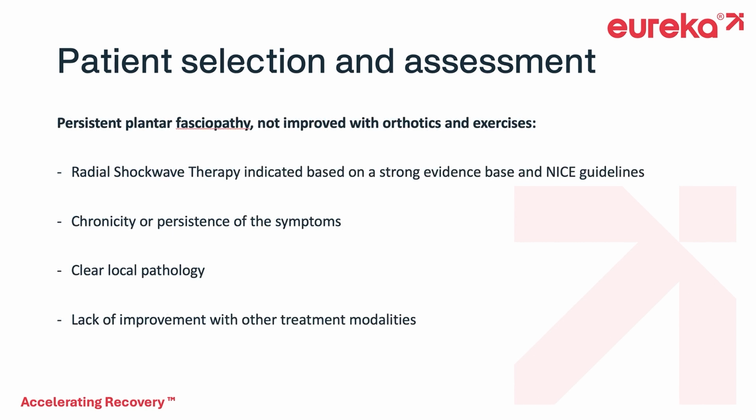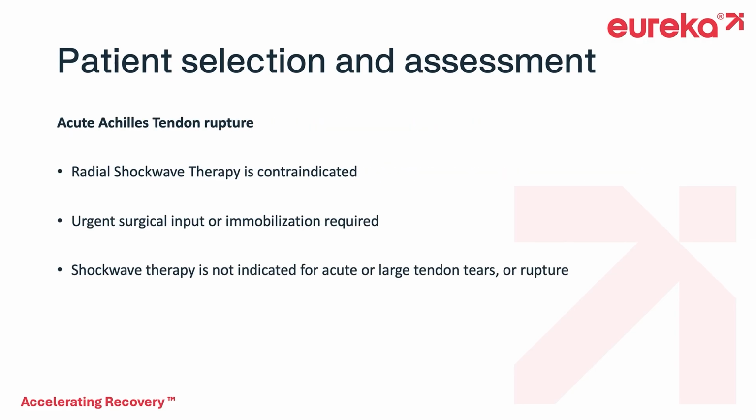Here are some very basic clinical reasoning examples. A patient with persistent plantar fasciopathy who has not improved with orthotics and exercises. In this scenario, radial shockwave therapy is indicated based on a strong evidence base and NICE guidelines. The persistence of the symptoms, clear local pathology, lack of improvement with other treatment modalities makes radial shockwave therapy safe to apply. However, in a patient with acute Achilles tendon rupture, radial shockwave therapy is contraindicated and the patient requires urgent surgical input or immobilization. Shockwave therapy is not indicated for acute or large tendon tears or rupture.